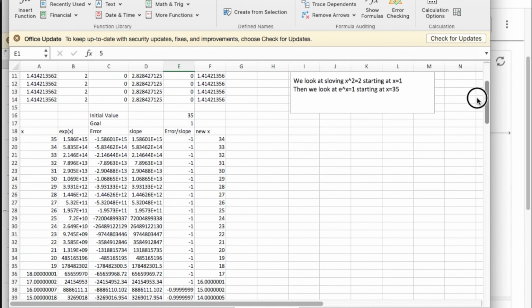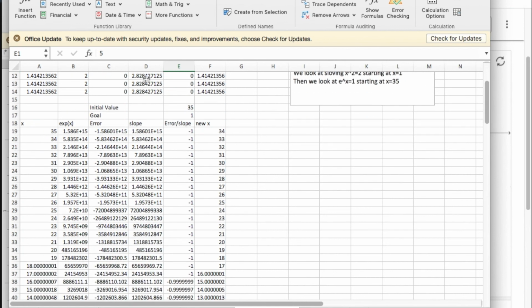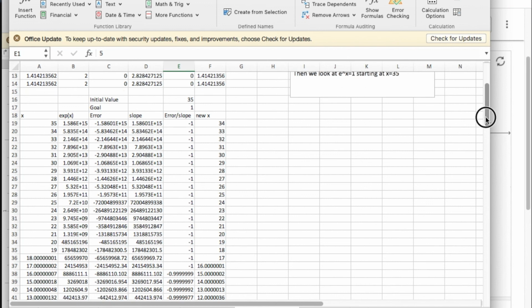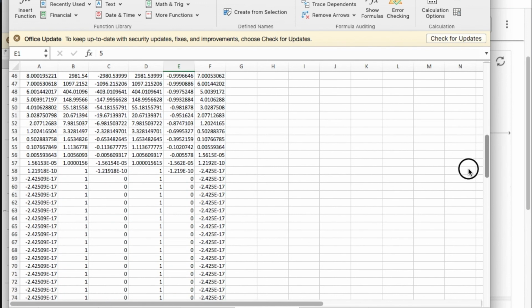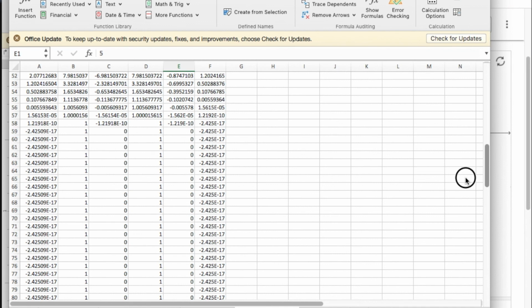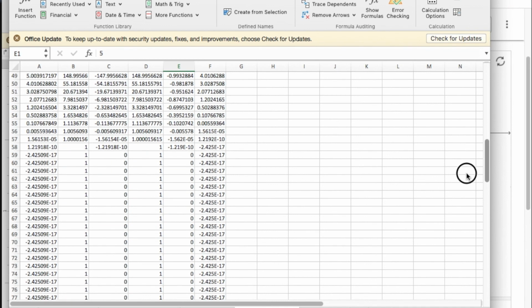For some places, this won't work as well. The second example shown here is looking at when is e to the x equal to 1, and it takes a bunch of steps to get there. Nevertheless, it still gets to where you can't tell the error. The error is 2 times 10 to the minus 17th.